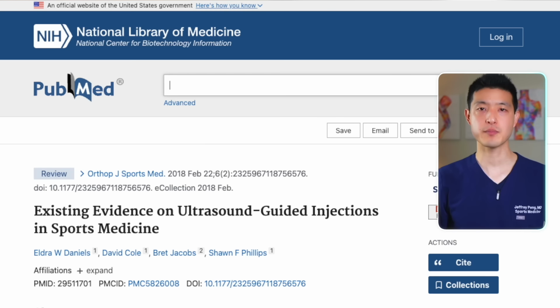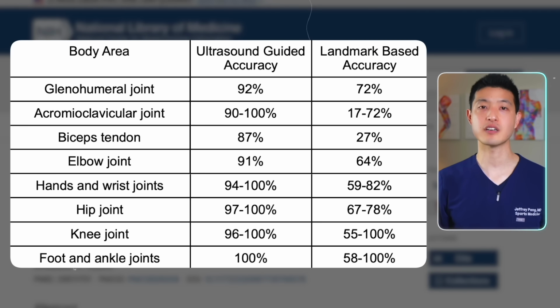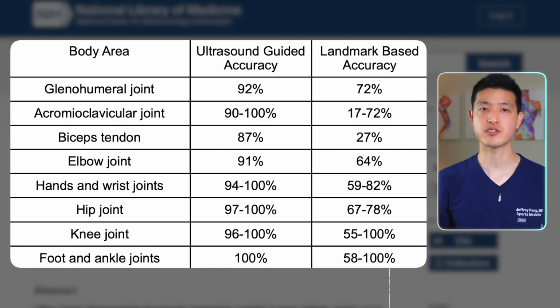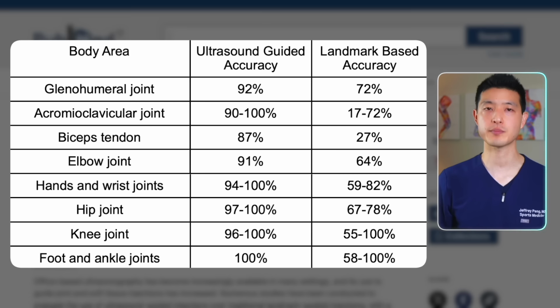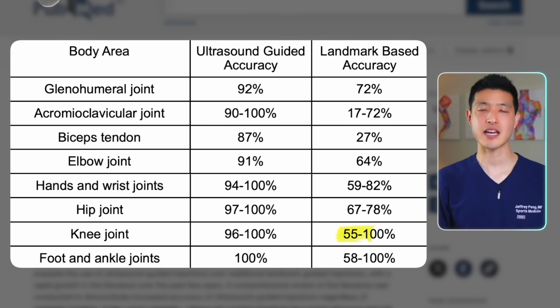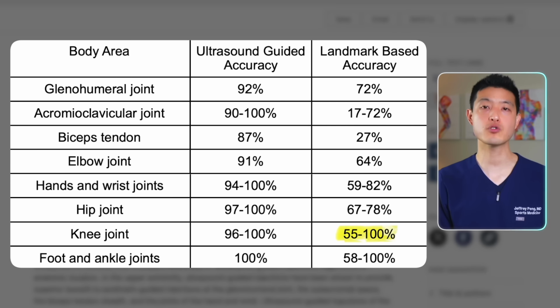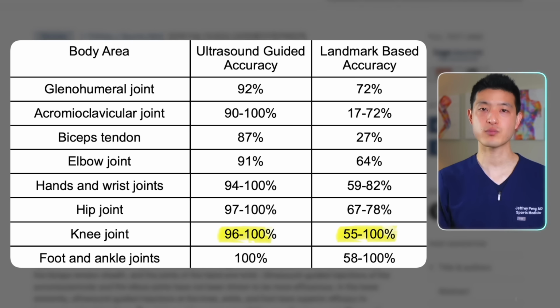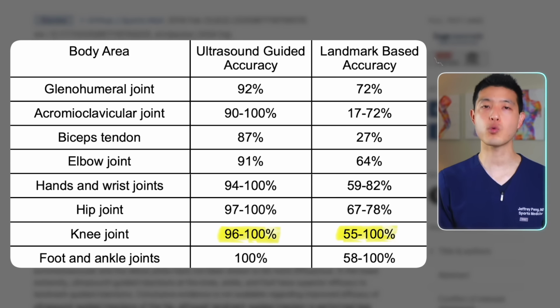To illustrate my point, here is a comparison of accuracy for common injections using ultrasound-guided and landmark-based techniques. Landmark-based accuracy often ranges in the low to mid-60s. Accuracy with ultrasound guidance is almost always guaranteed. And here's why it matters.